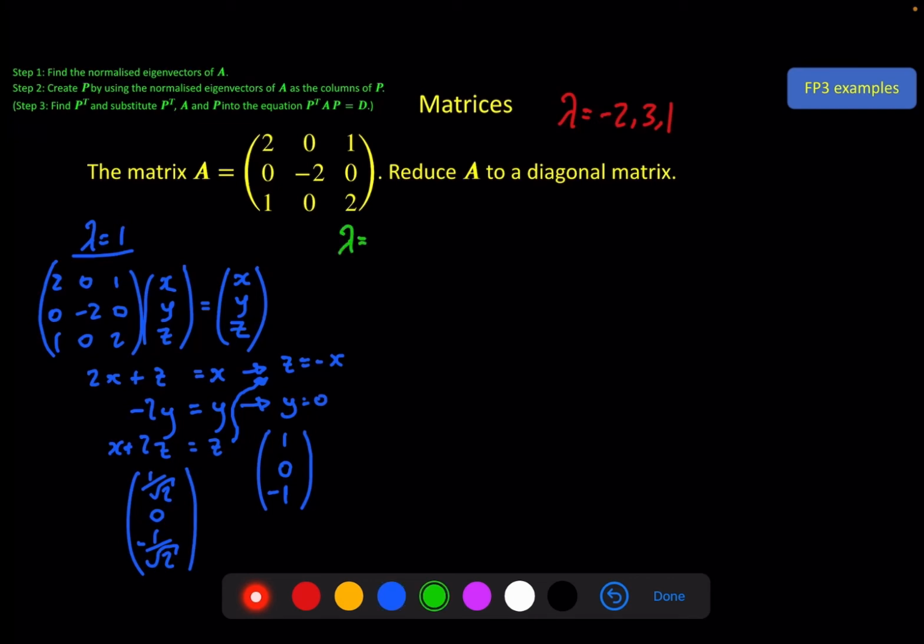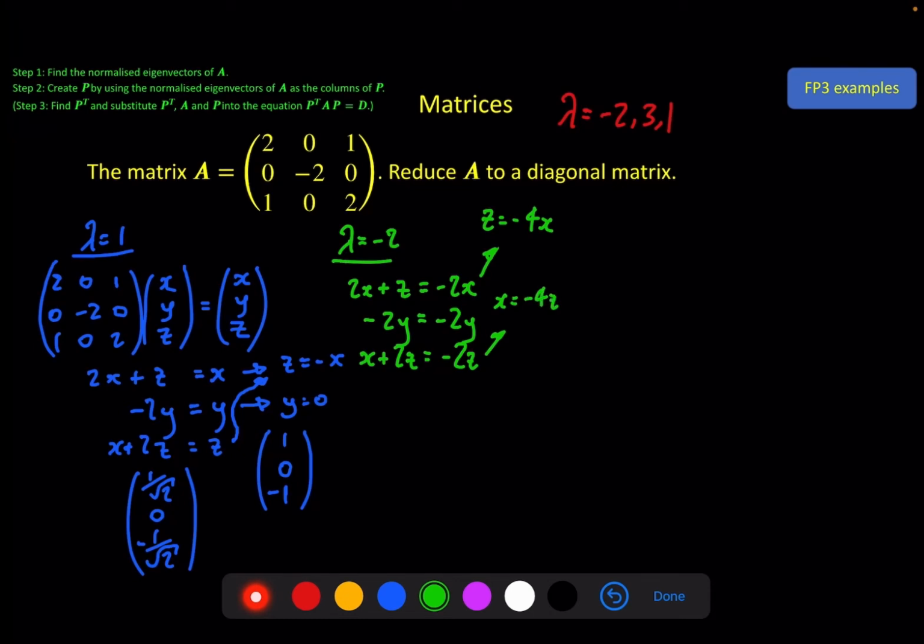Then we have lambda is equal to -2, so we get 2x plus z equals -2x, which tells me z must equal -4x. -2y must equal -2y, which tells me nothing at all about y, because they will just cancel. And then x plus 2z equals -2z tells me x must equal -4z.